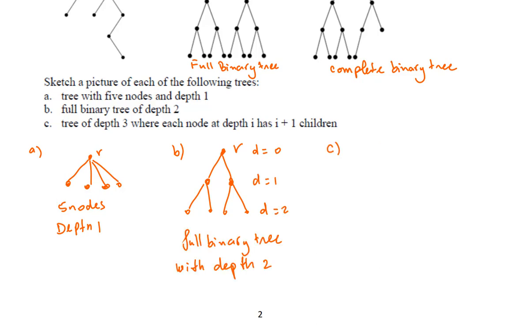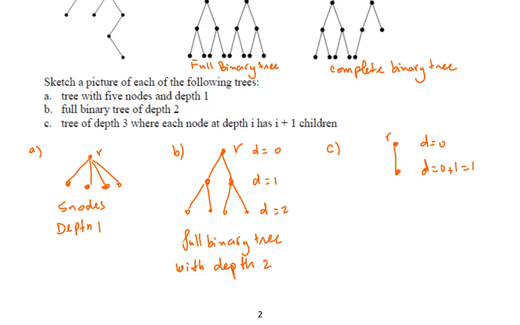So for C, we need a tree with depth 3, where each node at depth i has i plus 1 children. So here is the root. The root is depth 0, so I need i plus 1 children. That means 0 plus 1 children, so it will be just 1. So I need 1 child.